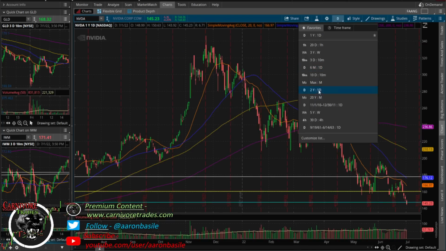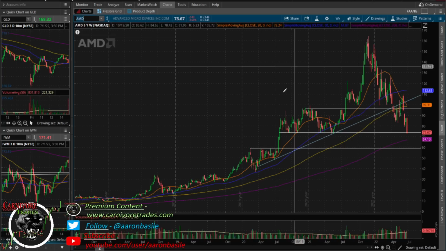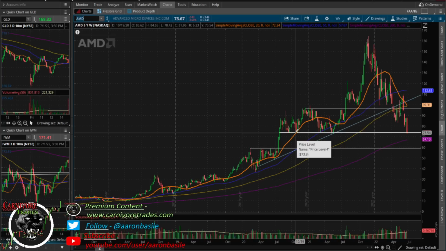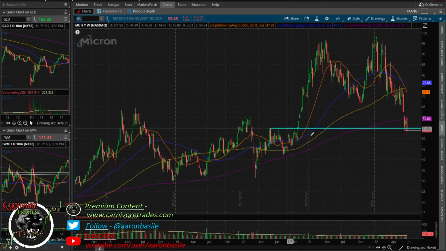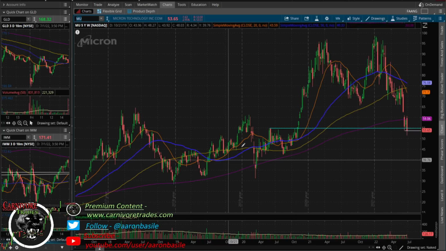Nvidia is coming down to this blue trend line here. You can see I do like this as a support zone right here on Nvidia, AMD as well into that 74 handle, and Micron also right into this support level as well. So again, this would be your bullish case here for potentially higher lows.